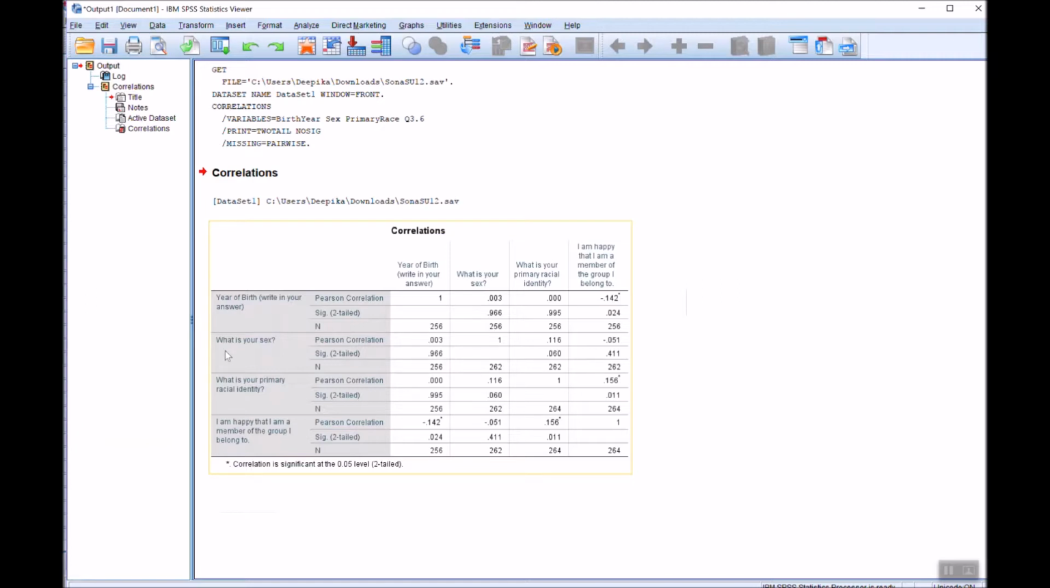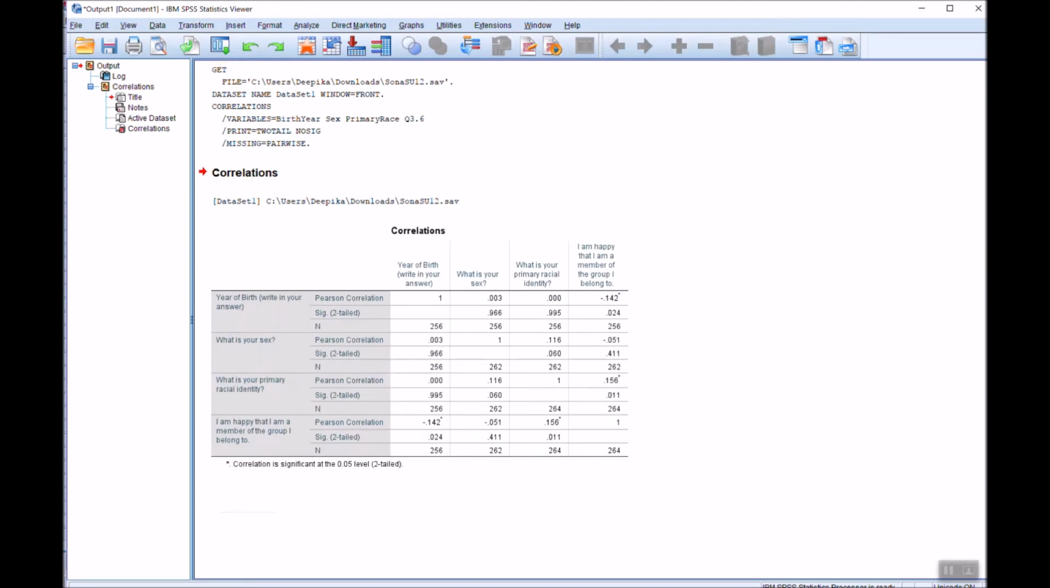Also, we see that there is not a significant relationship between sex and happiness in an ethnic group. So basically, whether a person was male or female didn't change how happy they reported they are with their ethnic group. However, we do see that there are group differences in terms of racial identity. We can see that depending on what a person indicated was their racial identity, that changed their happiness scores in group membership. And so basically, that's really all there is to it.